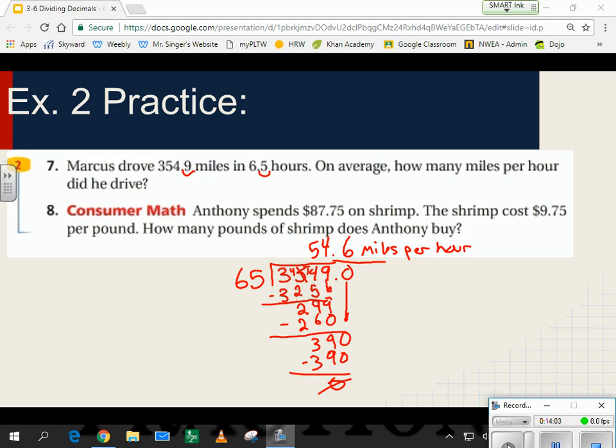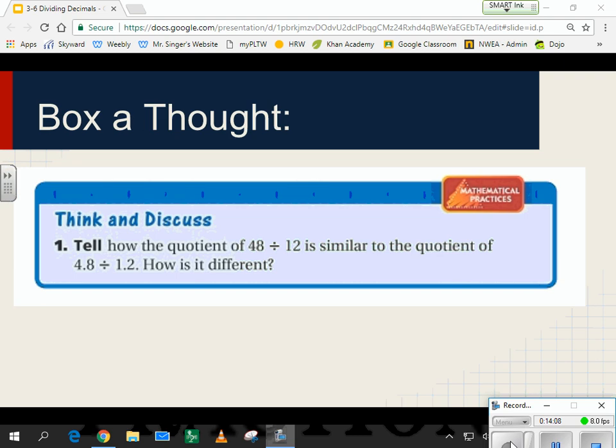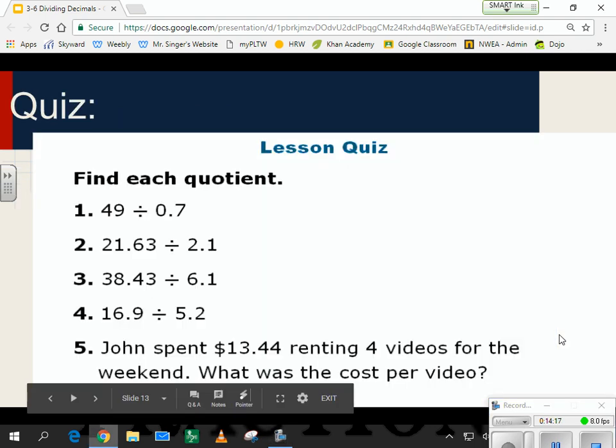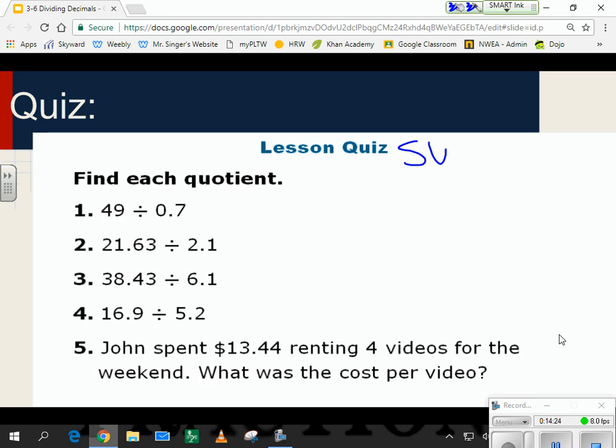Excellent. All right, your box of thought today is just one question, basically looking at everything we've been talking about today about the movement of the decimal point with this question. And your quiz of 5 questions, you can go ahead and work through these. Again, you're going to want to show your work. Hashtag show your work to answer these. And that's it for today. Hopefully you did pretty well on it. If you're struggling, make sure you see me.